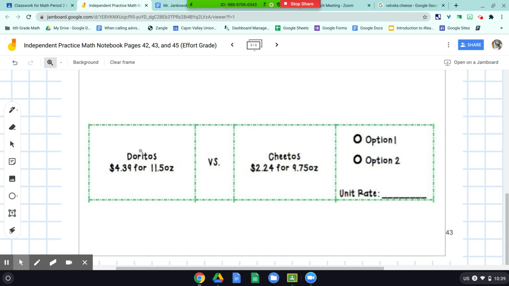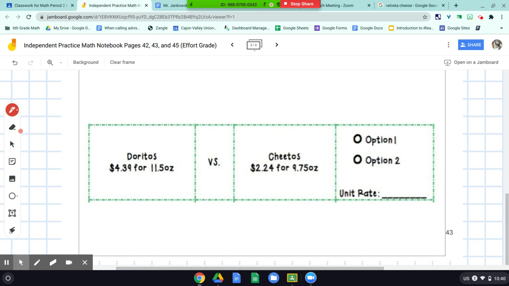Okay, so ladies and gentlemen, let's take a look at this one on page 43. We have Doritos that cost $4.39 for how many ounces? 11 and a half ounces versus Cheetos. Cheetos are $2.24 and you get 9 and 75 hundredths of an ounce.